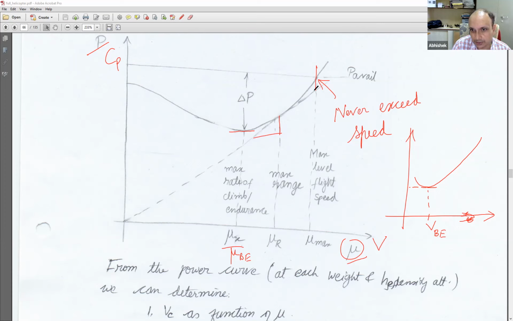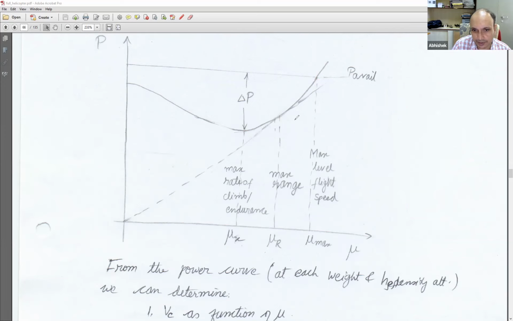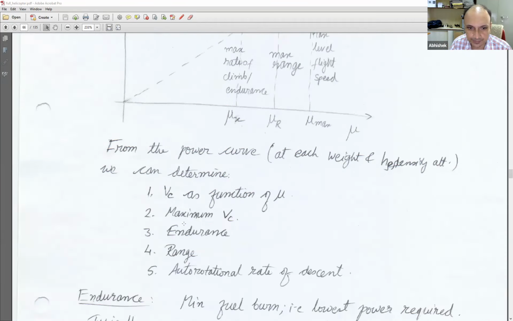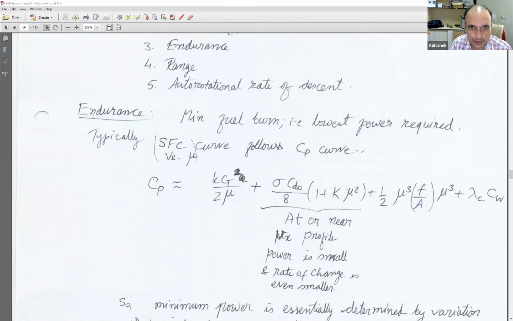And I have already seen that the point where my power available and power required meet gives me the max level flight speed. So this is the qualitative picture, that is how you can obtain these numbers graphically. But because we already have an equation for this in some form, I can try to calculate this analytically. So let's do that.